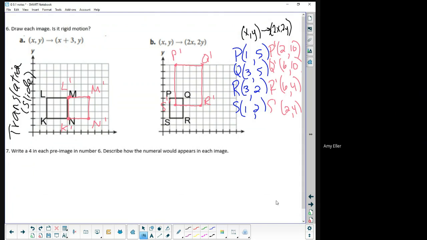We have to be careful because there are two words that sound very similar: translation and transformation. Transformation means to change. This is one way you can change it. You can translate it, which means to slide. This one is called a dilation, like when you get your eyes dilated, your pupils are getting way bigger. That's correct. So when things get bigger or smaller proportionally, it's a dilation.